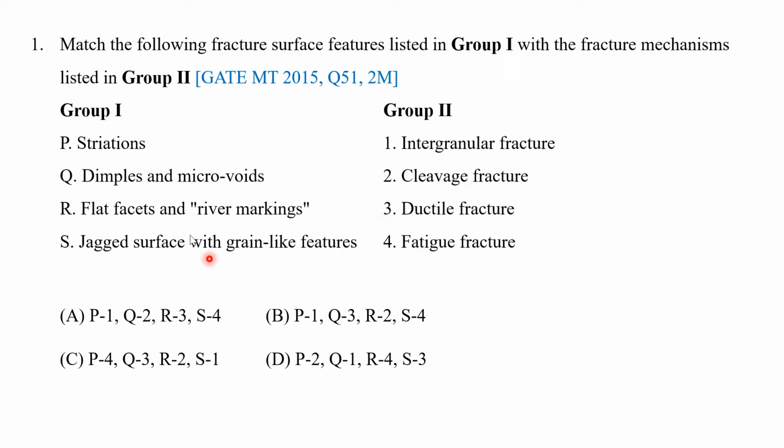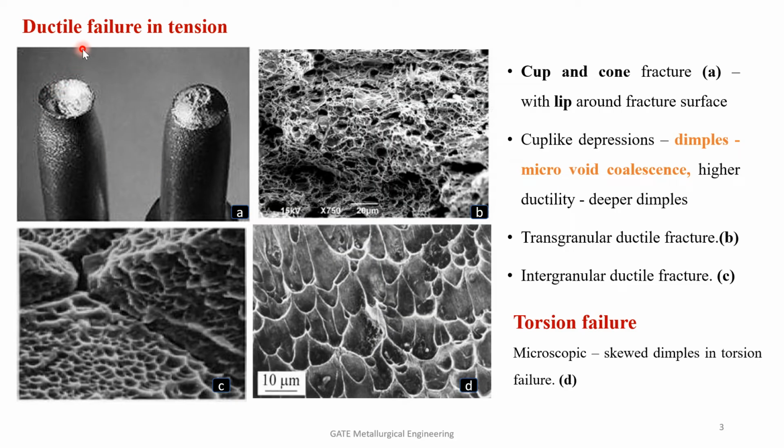So in group 1, we have how the fracture surface or the fractograph looks. And here we have the type of fracture that could be associated with group 1. So the task is to match the fracture features in group 1 to the fracture types in group 2. First we will see what happens in ductile fracture.